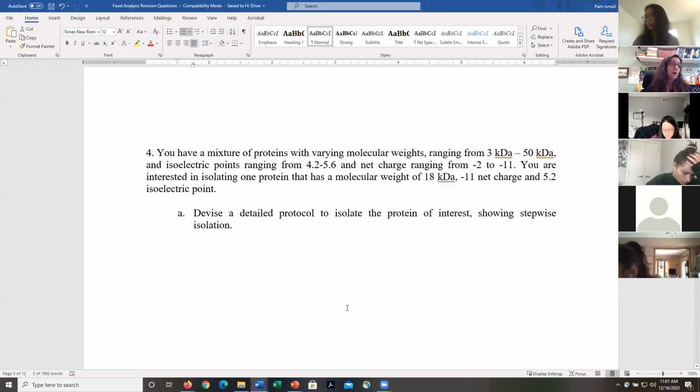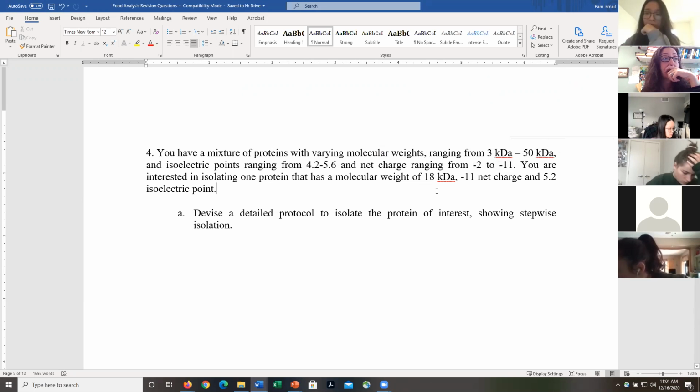So here's a question about protein purification. Look here, I gave you a hint in the question. I gave you 3 different characteristics: molecular weight, isoelectric point, and net charge. And then I said, this is the protein that we need to separate. So you need to state 3 sequential processes of separating these proteins.